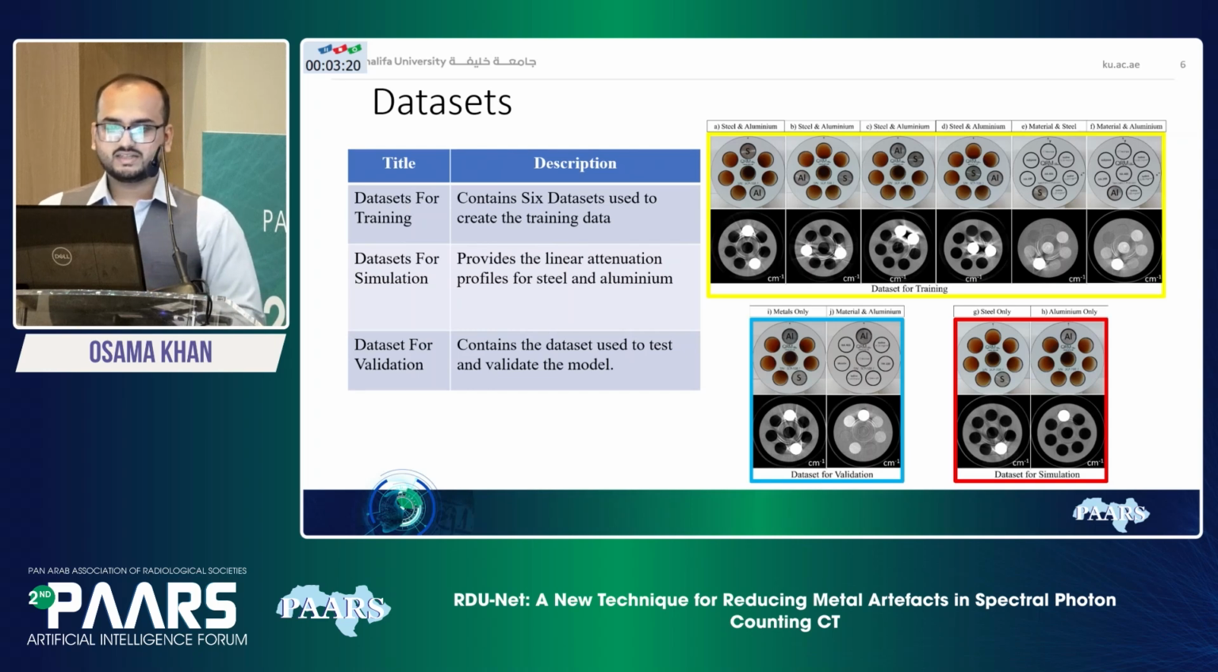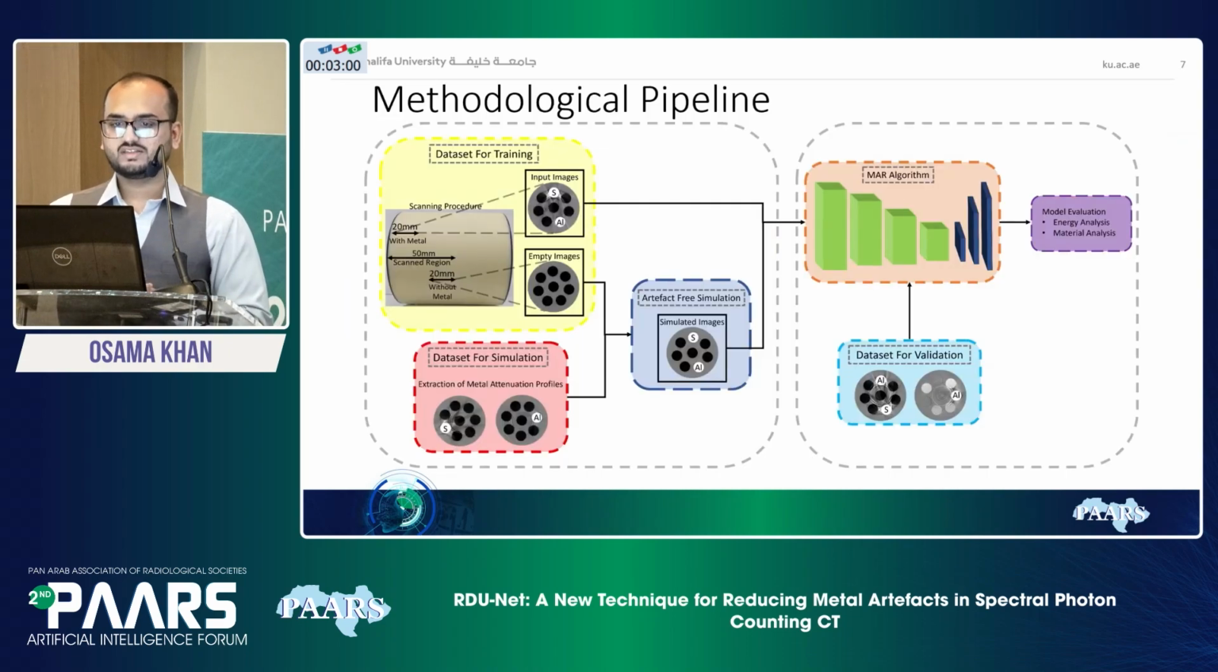The training data sets, in the yellow part, are 6 different scans with different placements of aluminum and steel inserts, as well as different materials inside. Then we have a data set for validation, which we use to validate our results, and the last is the data set for simulation. You can see how these data sets were used here.